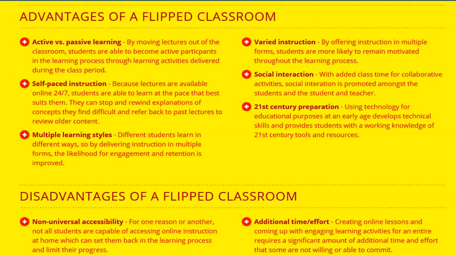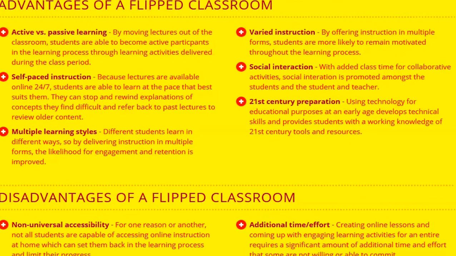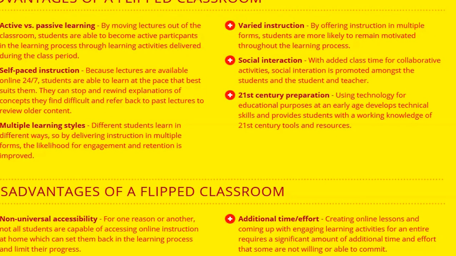If you see the advantages of flipped classroom, active versus passive learning is one of the advantages. By moving lectures outside the class, students are able to become active participants in the learning process through the learning activities delivered during the class period. Self-paced instruction, because lectures are available 24/7, students are able to learn at a pace that best suits them. They can stop, rewind explanations of the concepts they find difficult and refer back to past lectures to review the older content.